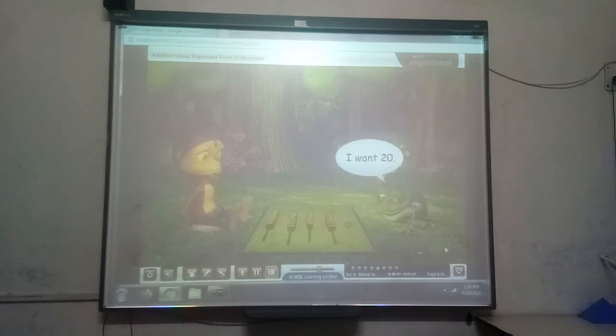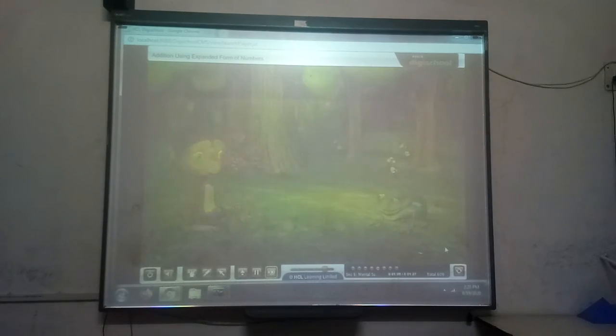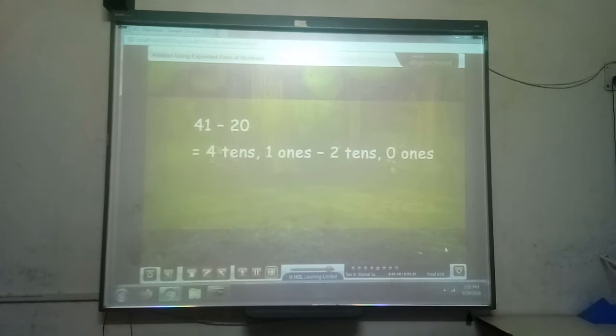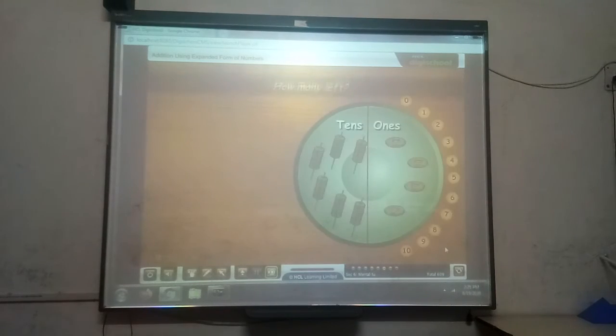If Frodo takes 20 from 41, then how many will be left? We have to find how many is 41 minus 20. Here, from 4 tens and 1 one, we must subtract 2 tens and 0 ones. That leaves 2 tens and 1 one, which equals 21. Time to practice subtracting in tens. How many is 64 minus 12?